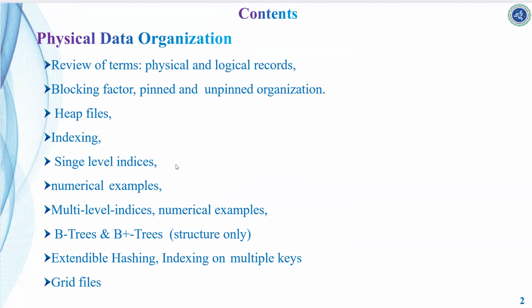These are the contents of module 3, physical data organization. That is a review of the terms, blocking factor, and next heap files, indexing, different types of indexing, and finally the structure of B trees and B plus trees. Then extendable hashing and grid files. So in this video, we can see the first two topics, that is about the physical and logical records and the blocking factor.